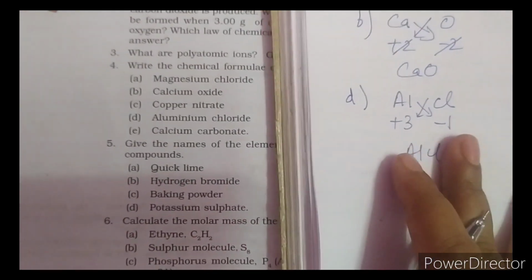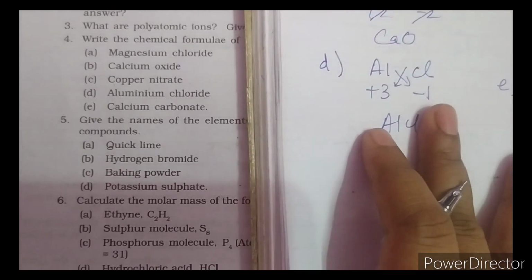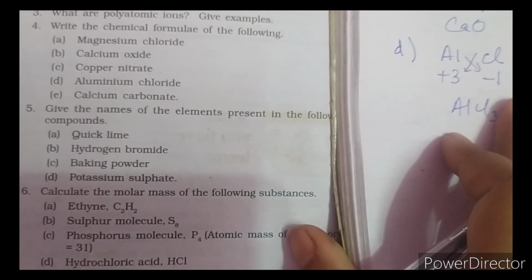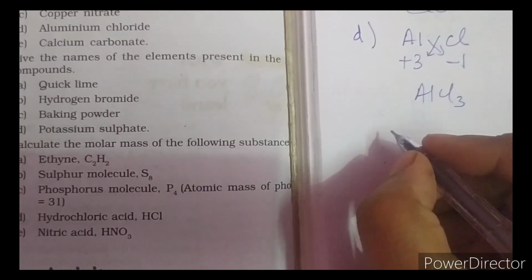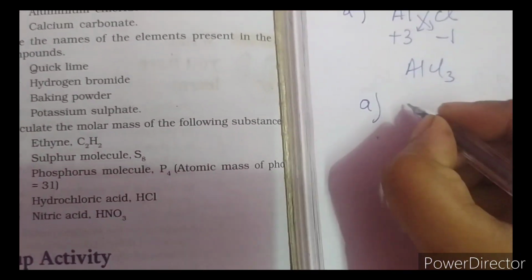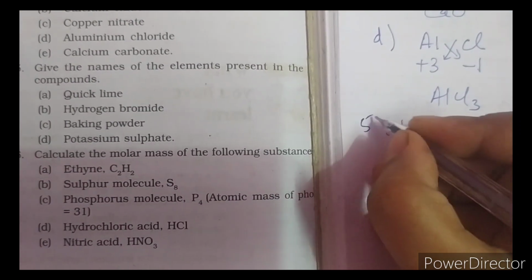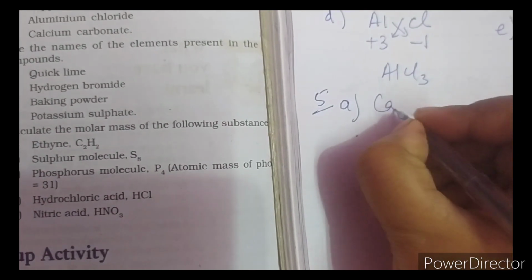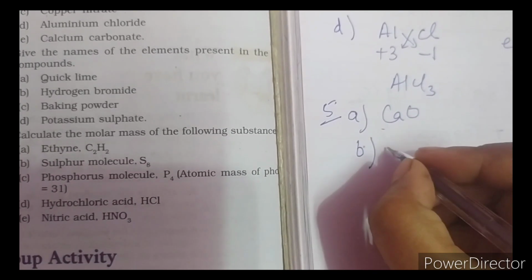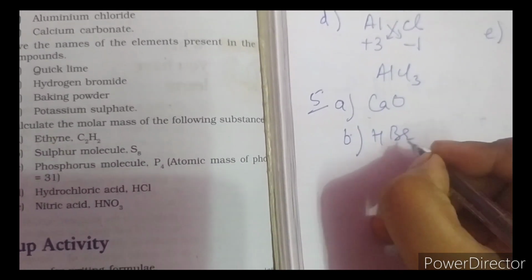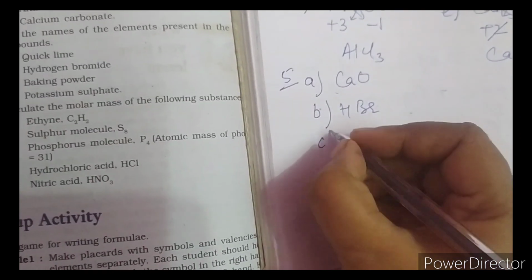Next, question number 5 is, give the names of the elements present in the following compounds. So how can you tell the elements? Only when you know the formula. So let's first write the formula. Quicklime formula is CaO. So the elements are calcium and oxygen. Hydrogen bromide, HBr. The elements are hydrogen and bromine.